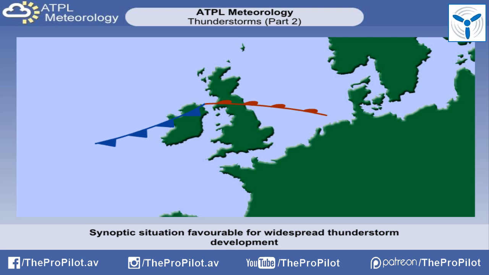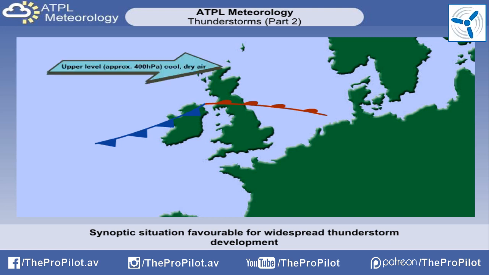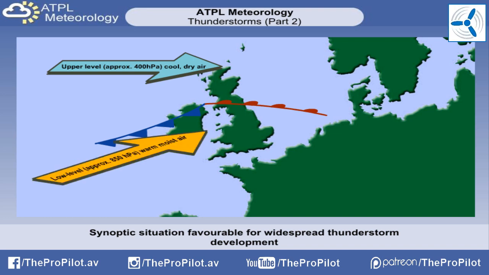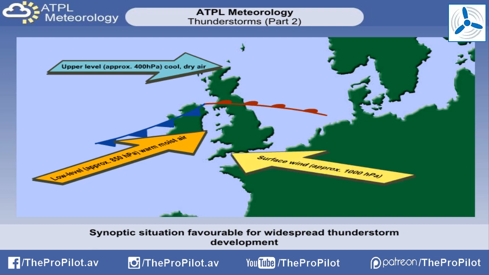Note the cooler, drier air at 400 hectopascals coming from a more westerly direction. This overlies air coming from a more southerly track, which is warm and moist. The directional difference between these two flows gives the wind shear. The surface flow is often southeasterly, again adding to the wind shear.